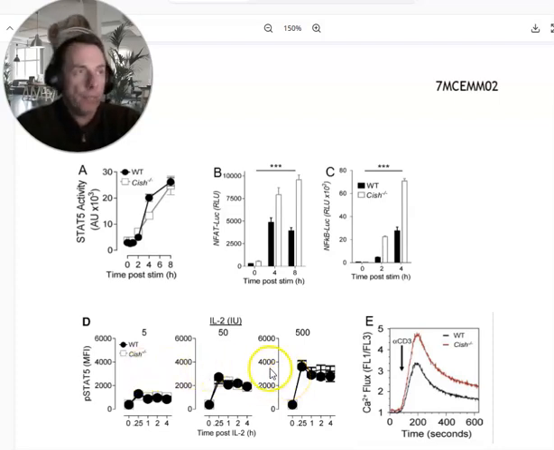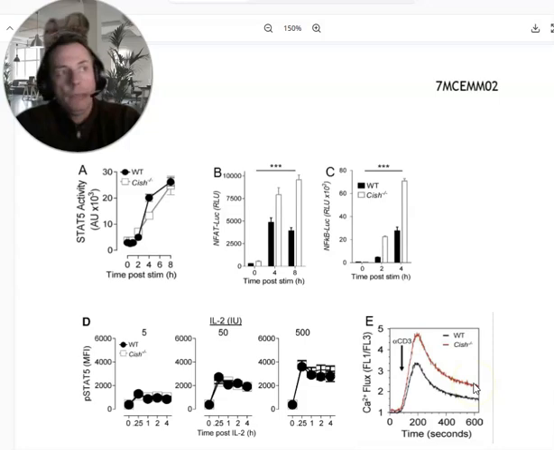signaling axis. Finally, panel E shows calcium flux, which is one of the earliest and essential signaling events after TCR engagement. Cish knockout cells exhibit enhanced and prolonged calcium flux, red line, compared to wild type, consistent with increased downstream NFAT and NF-kappa B activation.